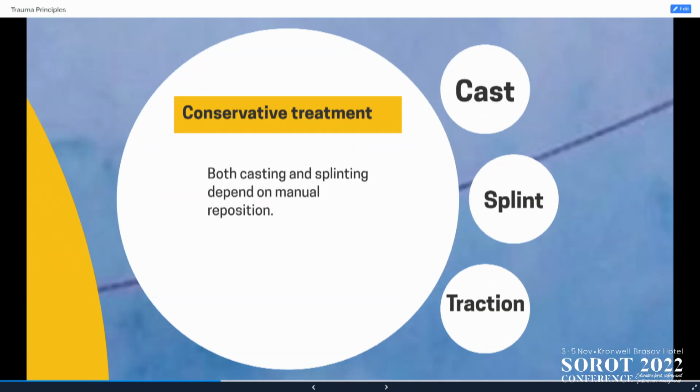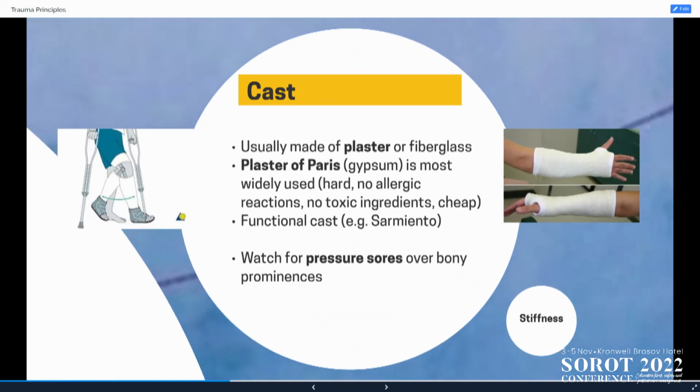Of course, when we speak about conservative therapy, we have different kinds of casts. They're usually made of plaster or fiberglass. Plaster of Paris or gypsum is most widely used. It's hard, no allergic reactions, no toxic ingredients, and of course it's cheap. And functional cast, you have probably seen the Sarmiento cast.